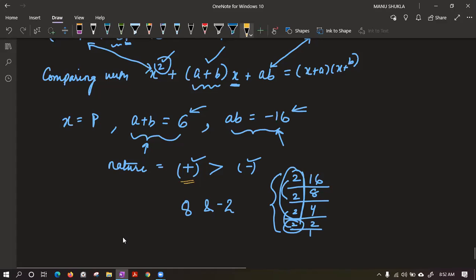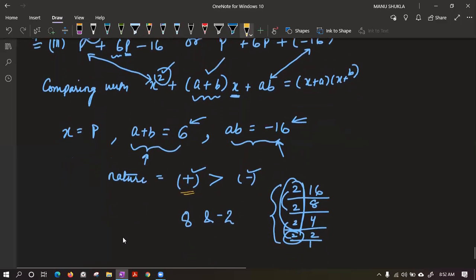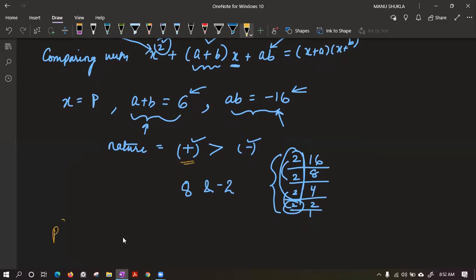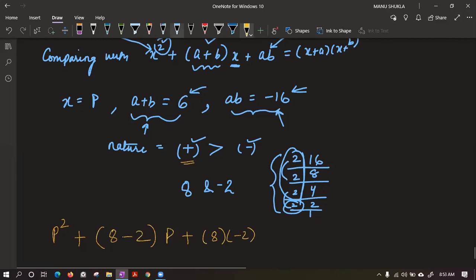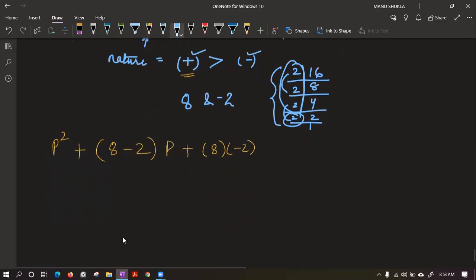Now let's put the value. So it becomes, the question was p square plus 6p, na? It becomes p square plus 8 minus 2p plus 8 into minus 2. Class, any doubts in this thing that I have done? Please ask. Any doubts in this one? So I have just broken the middle term into 8 and minus 2.